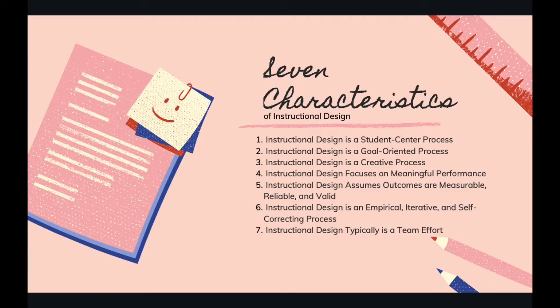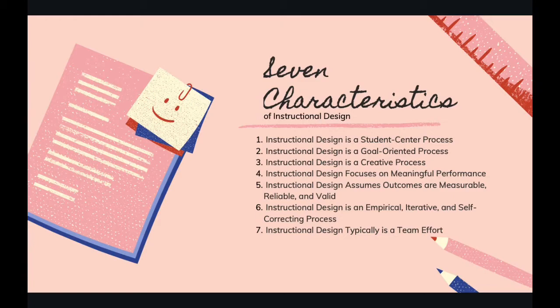Number 5, instructional design assumes outcomes are measurable, reliable, and valid. Number 6, instructional design is an empirical, iterative, and self-correcting process. And number 7, instructional design typically is a team effort.